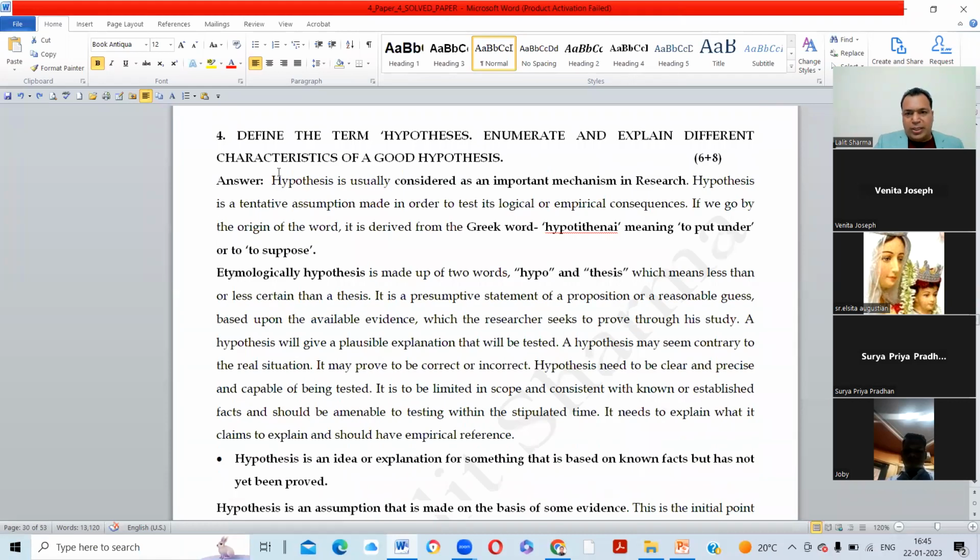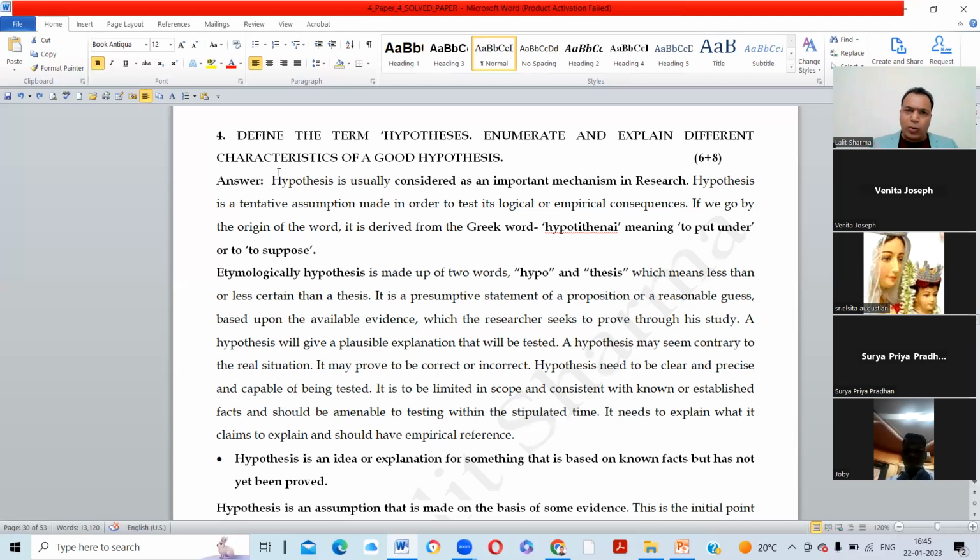Okay, the 4th question has come. Define the term hypothesis. Enumerate and explain different characteristics of a good hypothesis. Read it again, a second time, a third time, then you will come to know it is asking for 6 plus 8. Define the term hypothesis for 6 marks, then talk about different characteristics of a good hypothesis for 8 marks.